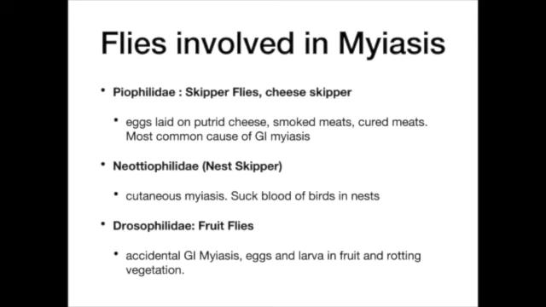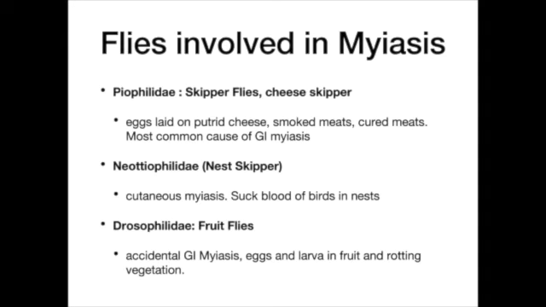The skipper flies, known as cheese skippers, these guys actually really like rotting cheese. They'll get into cured meats, and they are the most common form of gastrointestinal myiasis because they lay their eggs in the cured meats. The eggs will hatch once they get into the gastrointestinal tract. The nest skipper causes a cutaneous form of myiasis, and they feed on birds. Enough of them can actually feed on a baby bird and kill it through blood loss. And then we have, of course, the fruit flies.